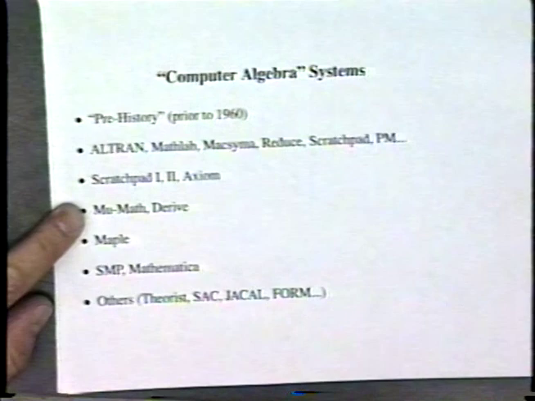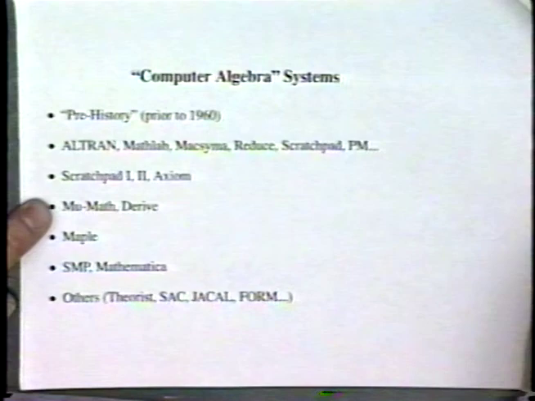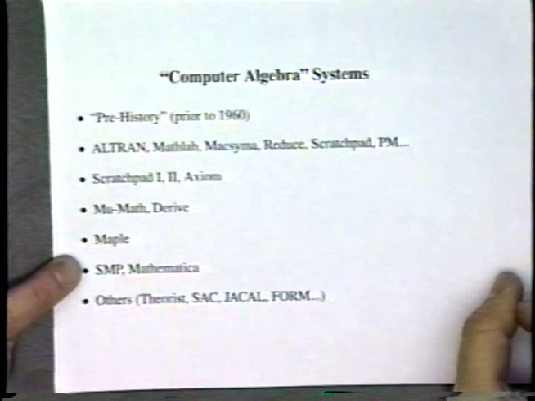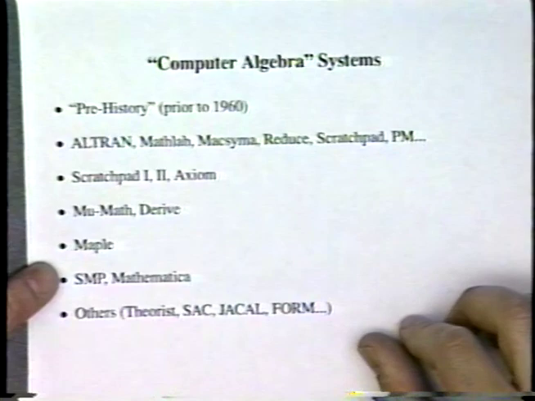MuMath and its successor Derive run on IBM PCs, and they're distinctive because they're quite small and run in 640k bytes and do quite a number of neat things. Maple, and for that matter, SMP and its successor, Mathematica, are in some ways a reaction to the 1960s systems in an attempt to make things faster and sleeker using newer software engineering technology.